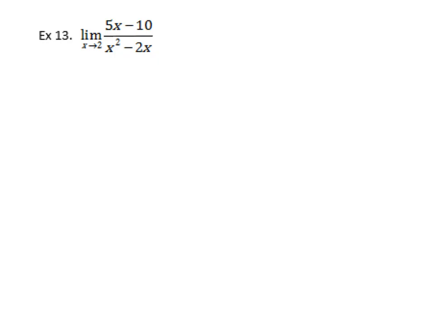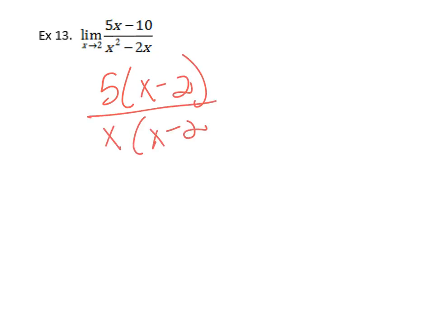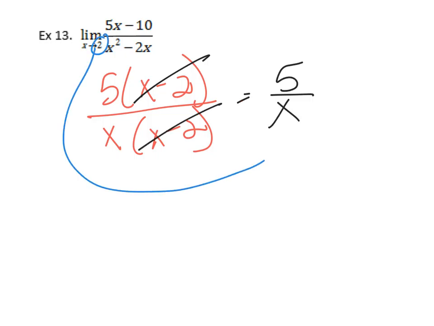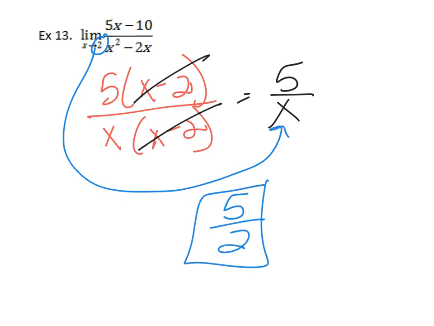Again, if I plug in a 2, I'm going to get a 0, so I need to factor. 5 times x minus 2. Take out an x, x minus 2. My x minus 2's cancel, so I'm left with 5 over x, which means now I can plug in my 2 in here. 5 over 2 is my limit.